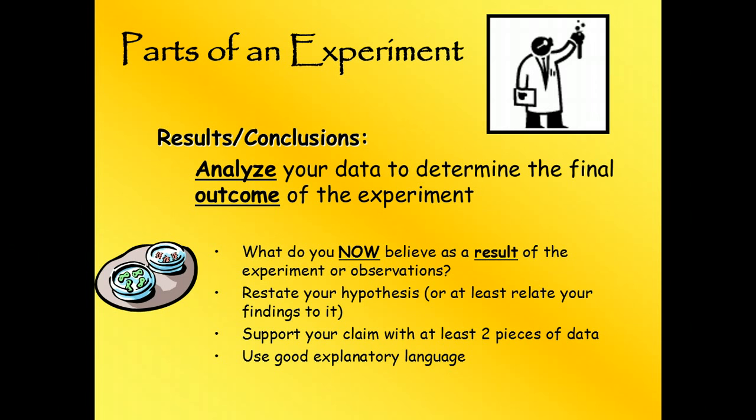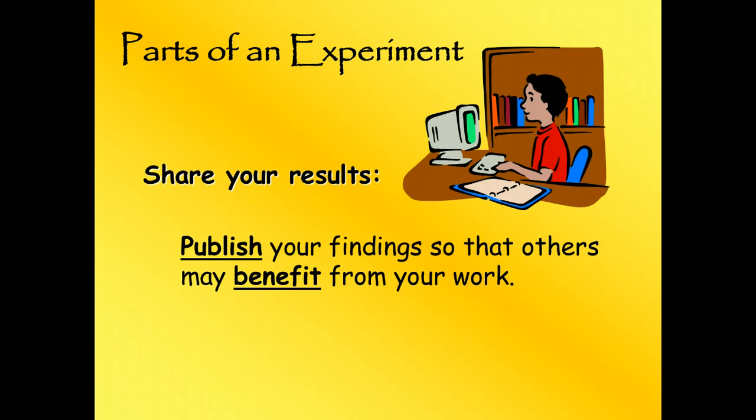You think of things like what do you now believe as a result of the experiment or the observations. You make sure that you restate your hypothesis or at least relate your findings to it. You support your claim with at least 2 pieces of data, and you use good explanatory language. This is also a spot where you discuss what went wrong in your experiment or how you could improve the experiment. And finally, you publish your findings so that other people may benefit from your work. So these are the parts of the scientific method, which we will be going through step by step in class throughout this first unit.